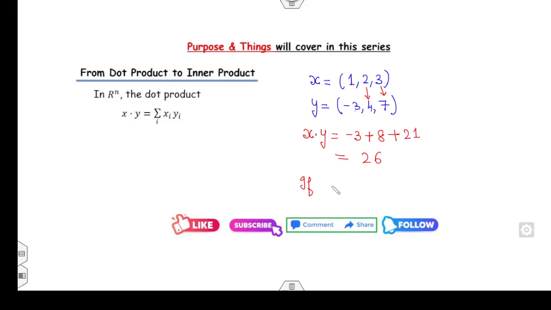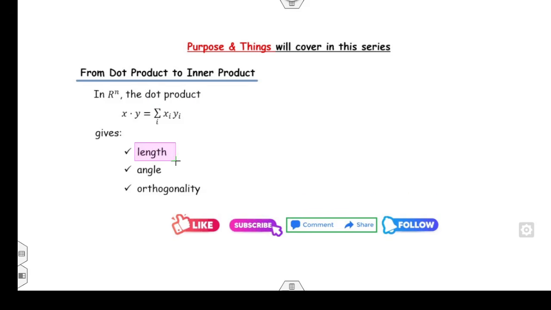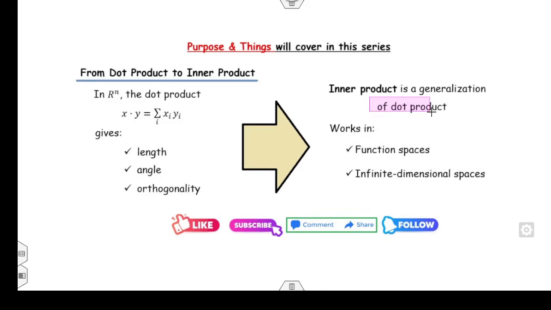And we all know if the dot product is 0, what does it imply? That means the two vectors are perpendicular to each other. That means the dot product will provide us information about the length, and about the angle between x and y, and if they are perpendicular, then we call it orthogonality. But the inner product is the generalization of the dot product.